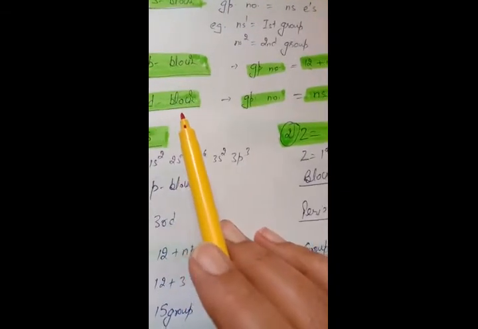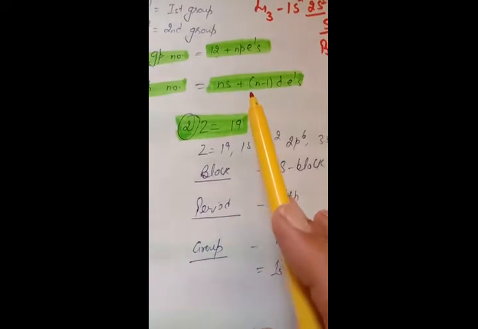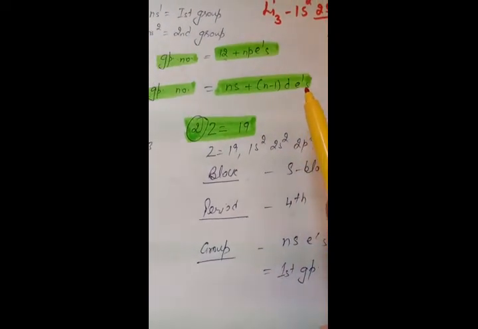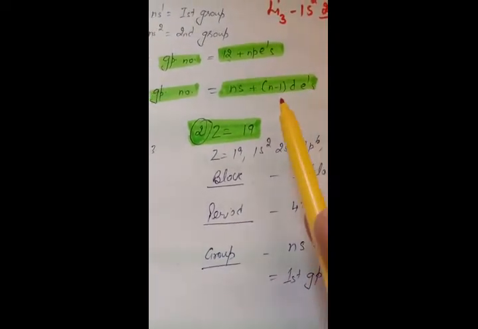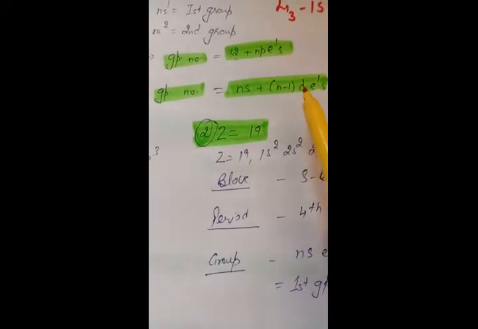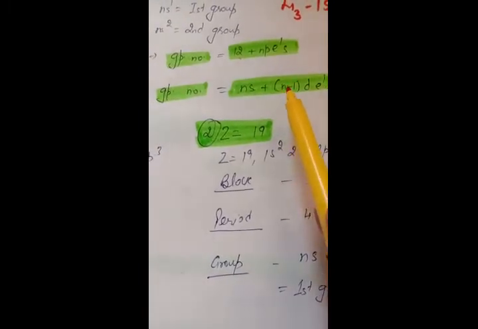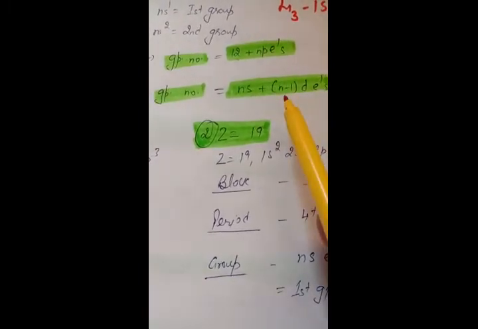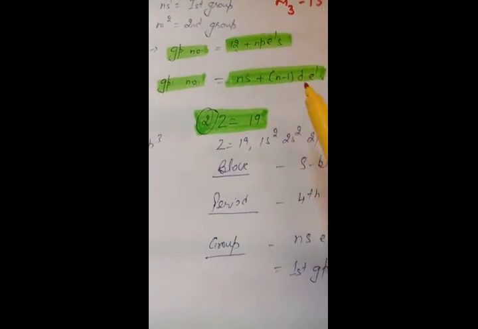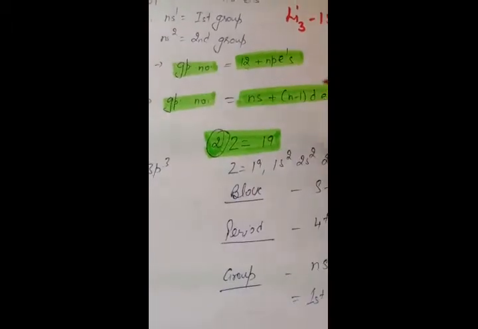And if it belongs to the d block, then its group number is equal to ns plus (n minus 1)d electrons. Because n minus 1, like if it is 4s then it is 3d, so 4 minus 1 is equal to 3d. With an example it will be more clear to you. So these are the rules to find the group number for s block, p block, and d block.